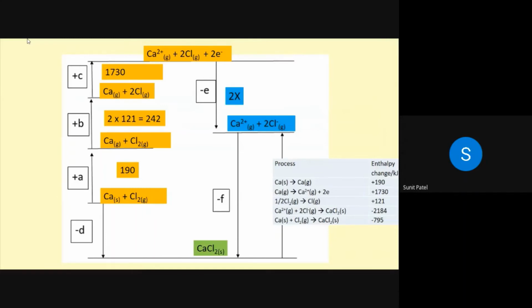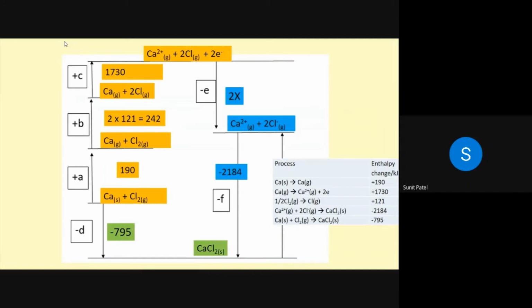Now be careful here, it's not just X, it's 2X. Why is it 2X? Because I've got two electrons which need to be taken up by the non-metal here. And of course, true fashion, and always write this down, OIL RIG, what's happening to the chlorine? 2 moles of chlorine there, it's been reduced. So chlorine's been reduced to chloride. Okay, fantastic, let's move on. And then we've got the last value, of course, for the lattice enthalpy, on that side of our table, and then we've got the formation as well.